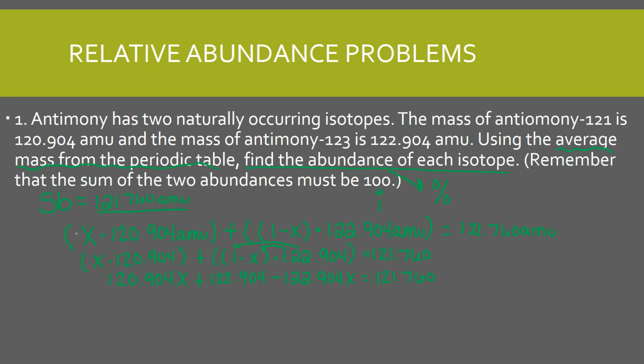As I've gone through my steps, I just eliminated my units going from here to here. And here, all I've done is started simplifying the algebra. Now what we want to do on this side is start combining like terms. The only ones we have are this here and here. So we're going to take 120.904 minus 122.904. When you do that, you get negative 2x. This term is still left over, so plus 122.904, still equal to our average atomic mass of 121.760.